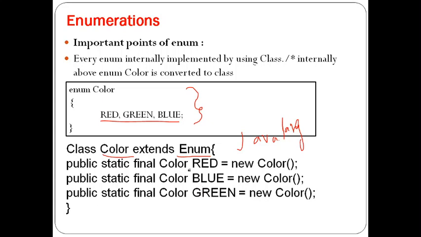So I am assigning RED = new Color(), so my Color class object I am assigning to this particular RED. So this happens automatically for each and every enum we are going to create. For each and every created enum, the Java compiler internally creates this kind of class.